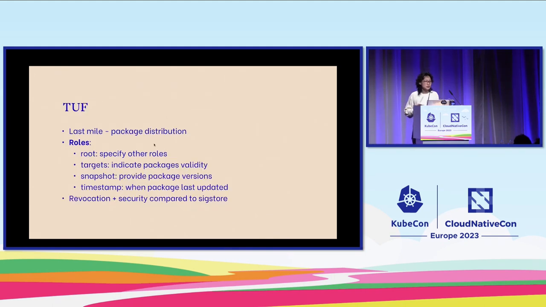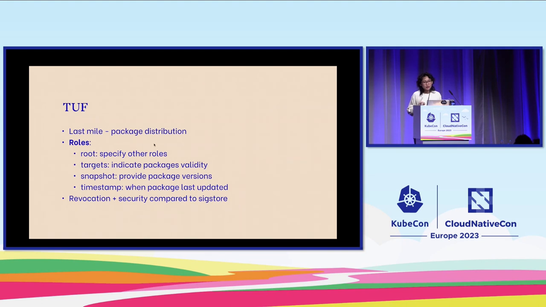And then TUF was a tough one for me to comprehend. But really, it's about the last mile of package distribution. So the way the folks behind TUF think about this is that it's not a matter of if, but when your package or your key or your repo will be compromised. And so when that happens, what can you do to minimize the impact of that as much as possible?